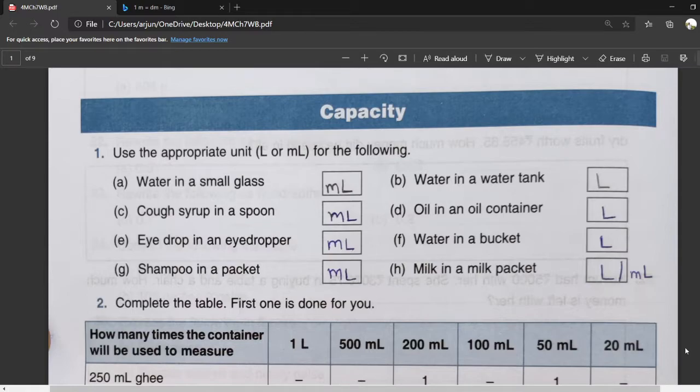The next is milk in a milk packet. So, here we have different options. We have a 500 ml milk packet, a 1 liter milk packet, a 2 liter milk packet. So, here both will come.